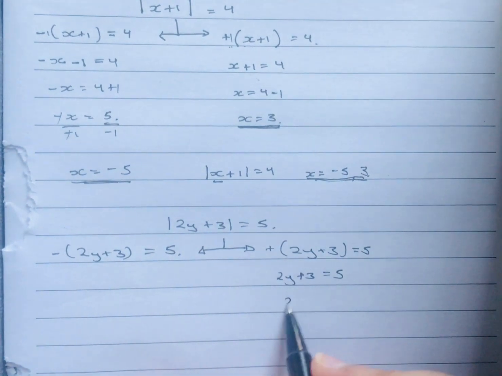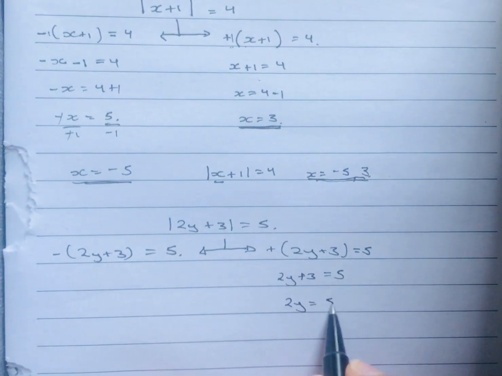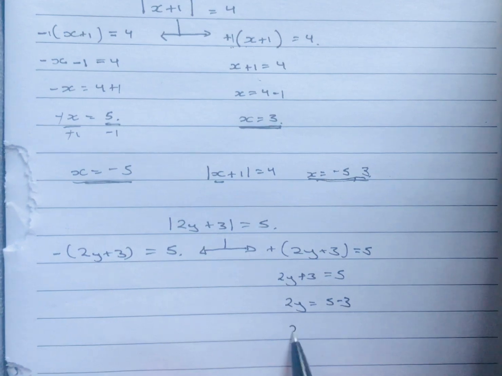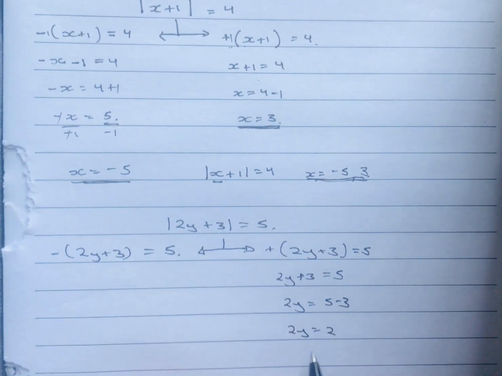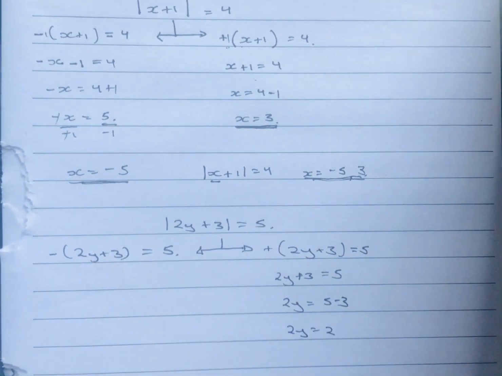Collect the like terms. So now you have 2y is equal to 5 minus 3. Then you have 2y is equal to 2. But you don't want 2y, you want y to be on its own.